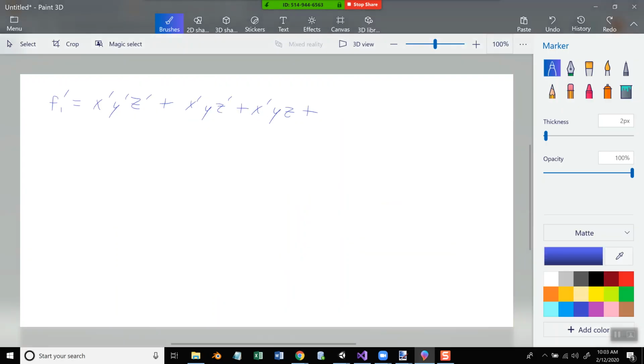I think I have a book right here. I need to look at it. Okay. There it is. X prime y prime z prime plus x prime y z prime plus x prime y z plus x y prime z plus x y z prime.